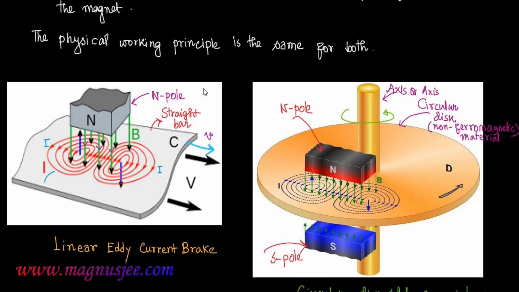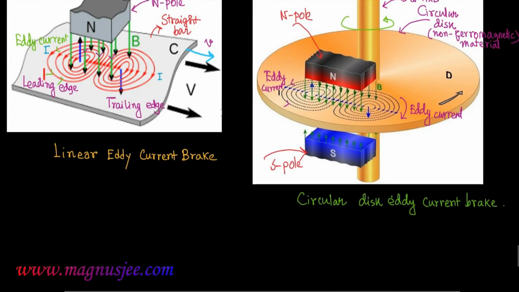Now we can denote the eddy current below the leading edge of the north pole with respect to the straight bar, or for the linear eddy current brake. In this case, eddy current flows anti-clockwise just below the leading edge of the north pole, and eddy current also flows clockwise. In the diagram we are denoting eddy current which flows anti-clockwise with respect to the leading edge of the north pole, and with respect to the trailing edge of the north pole, eddy current flows clockwise, same as for the circular eddy current disc. In this case, eddy current flows clockwise, anti-clockwise and clockwise.